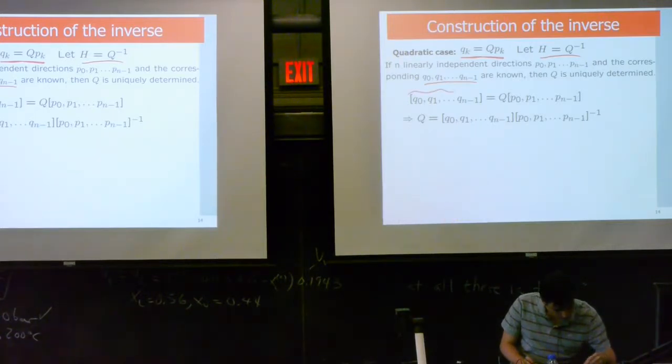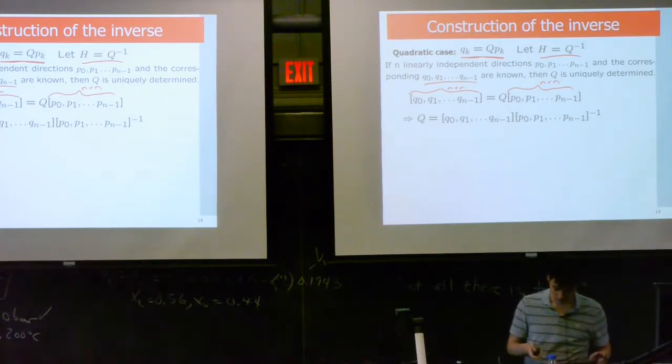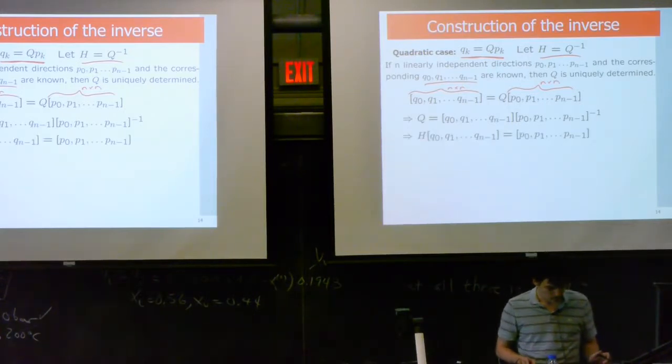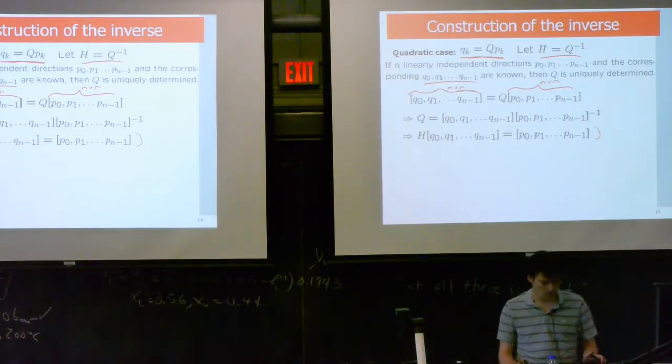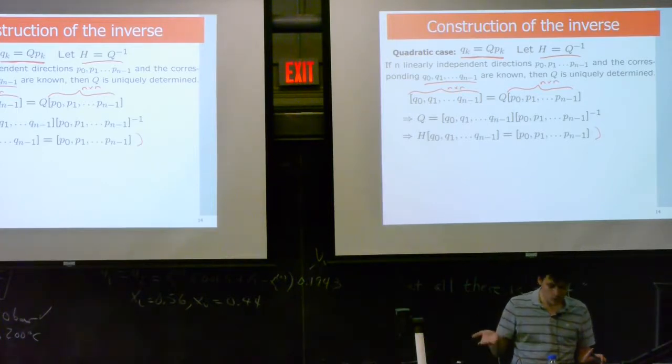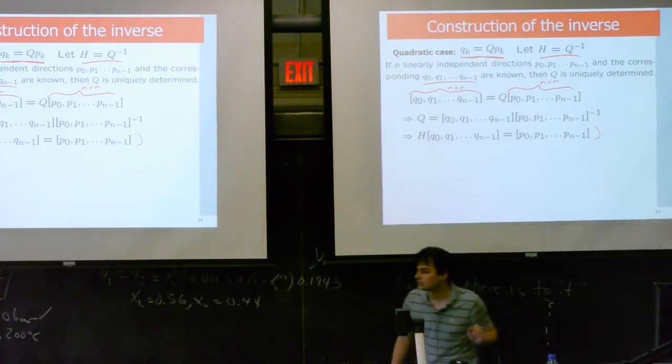So think of this as an n by n matrix, and this is another n by n matrix. Okay? And because H is the inverse of Q, for H we will have this expression as well. That will help us to estimate H. So if we have n q and n p vectors, and they are independent, then I could estimate Q and I could estimate H as well. Yes, question? No?